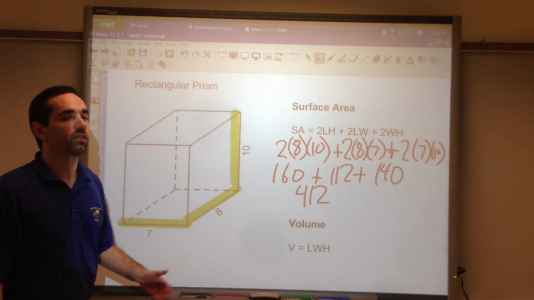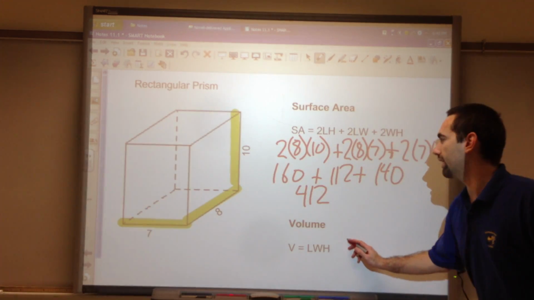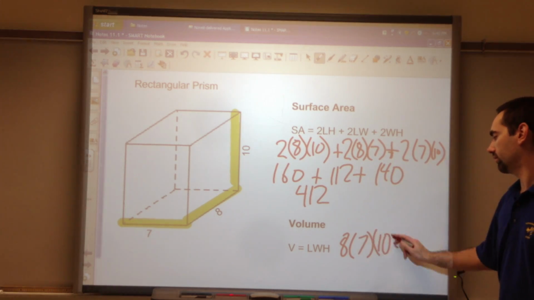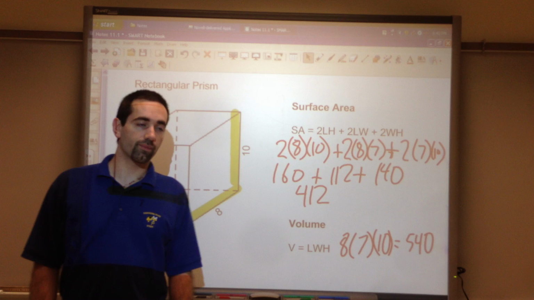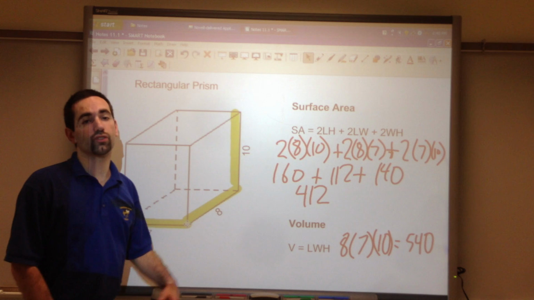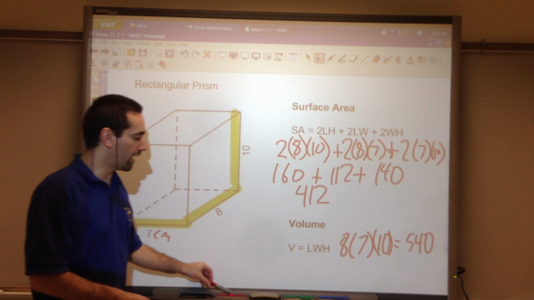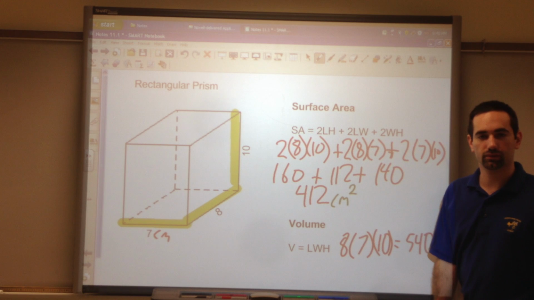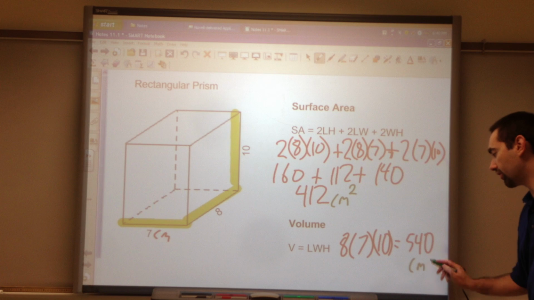The volume, length times width times height, is just all of them times each other. So the length times the width times the height, 540. Now one thing you should note is that the surface area is whatever the measurement is squared. So if this was centimeters, this would actually be 412 centimeters squared. The volume is cubed, so this would be 540 centimeters cubed.